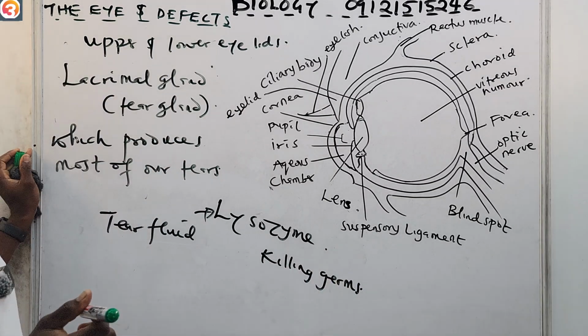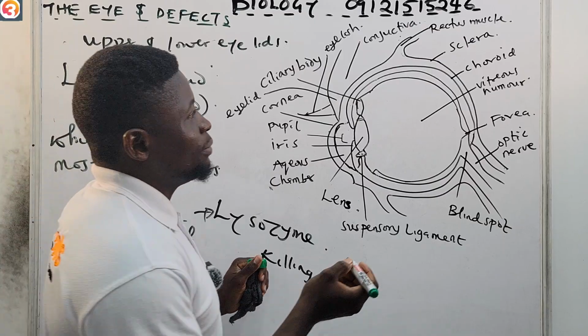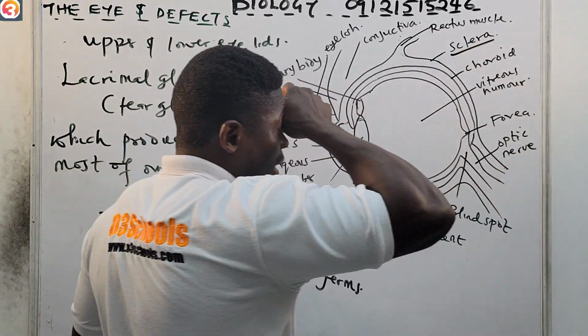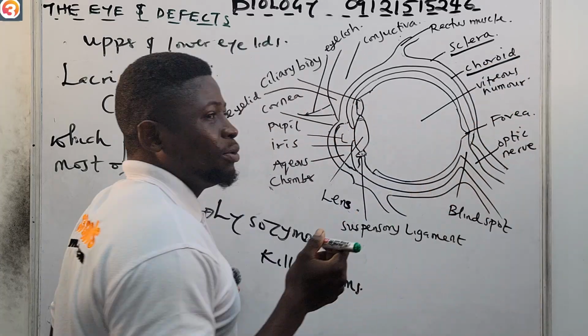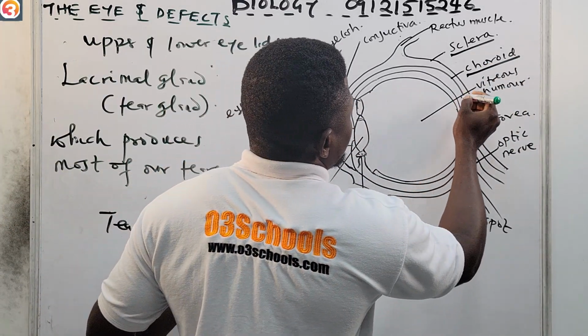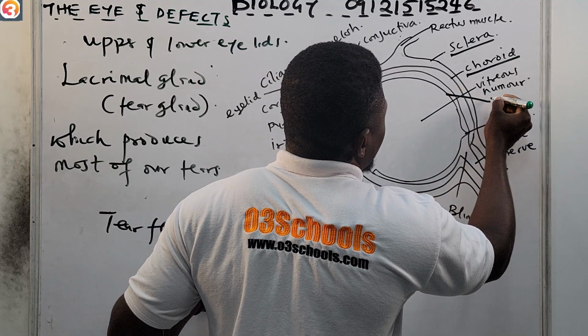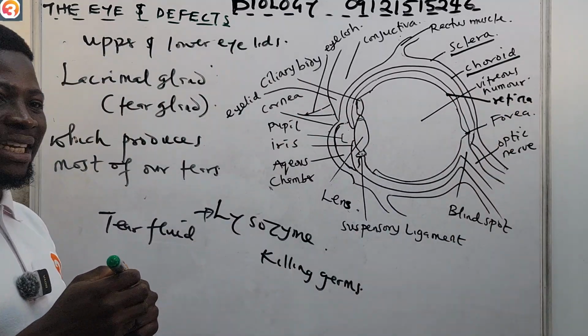Now, the wall of the eyeball consists of three layers. We have the outermost layer, the sclera, as you can see here. The middle layer is the choroid. Then the innermost layer is called the retina, R-E-T-I-N-A.